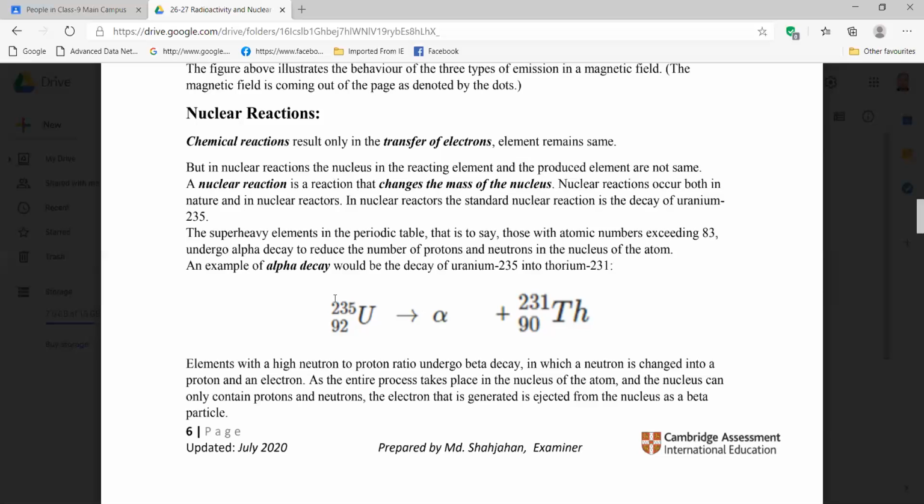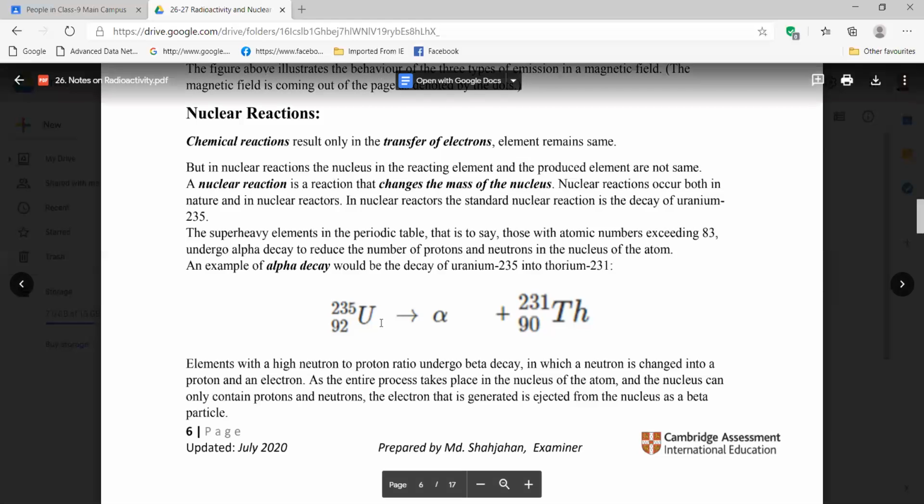What does mass number mean? Number of protons and neutrons in an atom. Yes, the sum of protons and neutrons is our mass number, or nucleon number. So if you subtract 92 from 235, you will get the number of neutrons available in this uranium isotope.